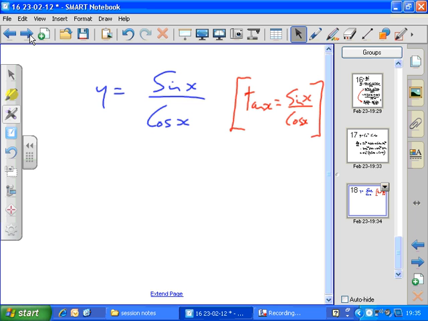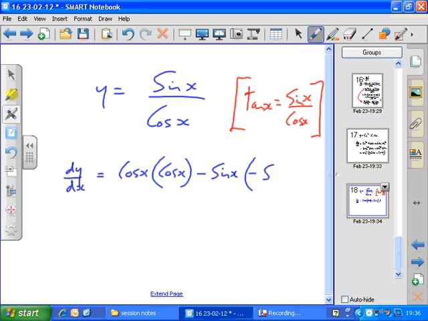So what I'm actually doing is defining the differential of the tangent of x, which is a standard differential. You might see it written down in some tables, but what you do is prove what that is using the quotient rule. Thinking about what it is in words, it's the bottom function times the differential of the top function, which is sine becomes cos, minus the top function, which is sine x, times the differential of the bottom function, which is minus sine x, all over the bottom function squared.